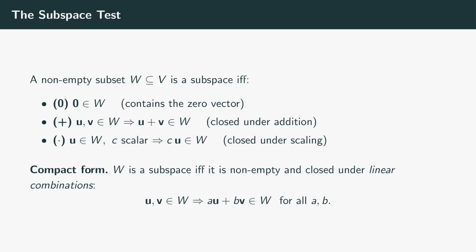There is an even tighter way to say it. W is a subspace if it is non-empty and closed under linear combinations, meaning whenever u and v are in W, every combination a times u plus b times v is in W as well. That single condition folds addition and scaling together. A handy shortcut: if a subset fails to contain the 0 vector, you can reject it instantly without checking anything else. No 0, no subspace.